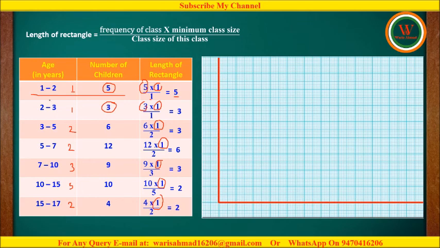So here we are having the data 1 to 2, 2 to 3, 3 to 5, 5 to 7, 7 to 10, 10 to 15, 15 to 17. So minimum data is 1 and the maximum data is 17. So here we can take the interval of 1. So here we can write 1, 2, 3, 4, 5, 6, 7, 8, 9, 10, till 18 I have taken. After that, we have to label this x-axis. Here we can write age in years, because this x-axis will represent the age of the children.